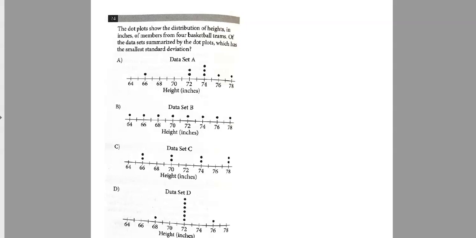The dot plot shows the distribution of heights of members of 4 basketball teams, A, B, C, D. Of the data set summarized, which has the smallest standard deviation? Well, standard deviation is really the spread of the data. Anytime I've seen this question asked on the SAT, it just wants you to know how tightly clustered things are.